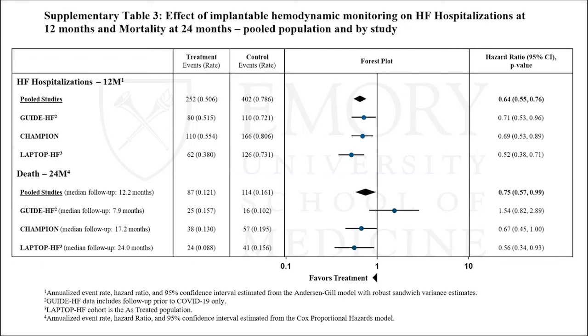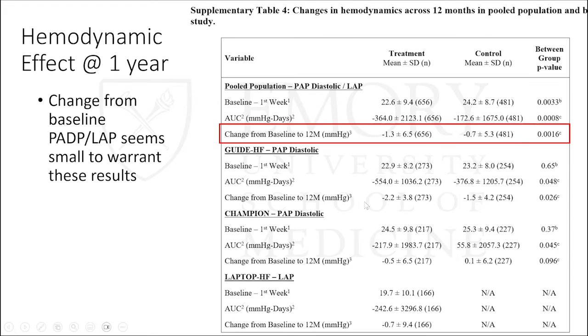Now, looking at this data in a different graphical form, I like this forest plot because it shows how things are a bit weighted. Again, it shows a reproducible reduction in heart failure hospitalizations, but overall, the reduction in death is significant. It favors treatment, but Guide HF was on the other side, and then it seems like LAPTOP-HF pulled the analysis in favor of treatment.